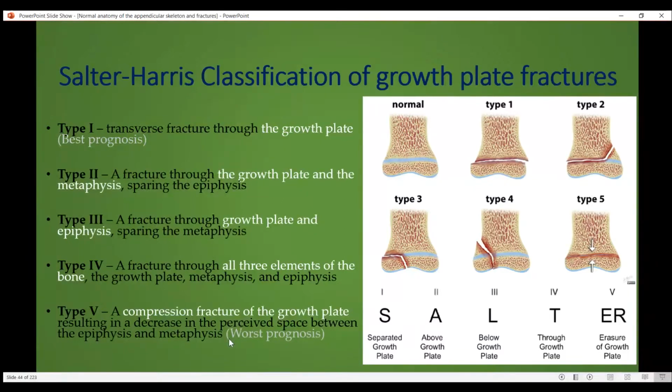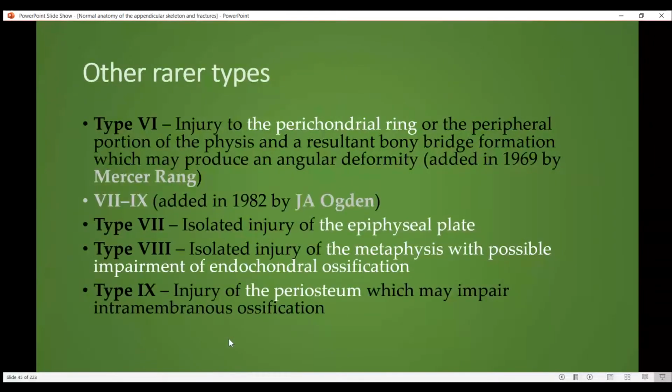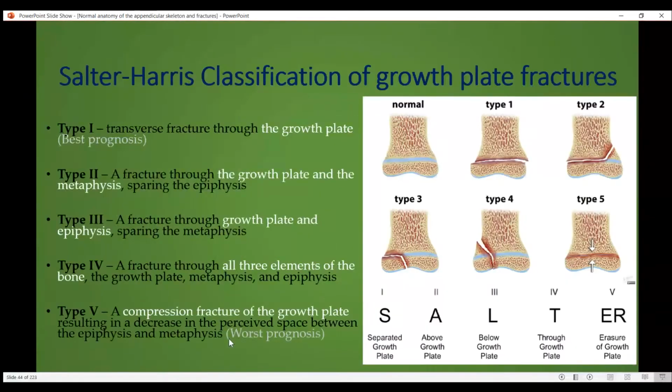Salter-Harris classification generally is used to assess growth plate fractures in children. Right now, that is a very fast overview of the classification. Let's try to get deeper into it.